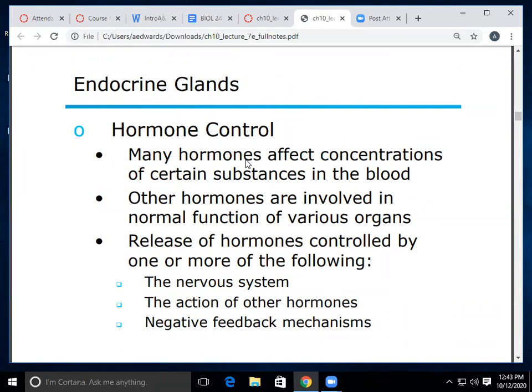So let's pause and you can describe the difference between the way peptide hormones work and the way lipid hormones work. You can do this at home as well.